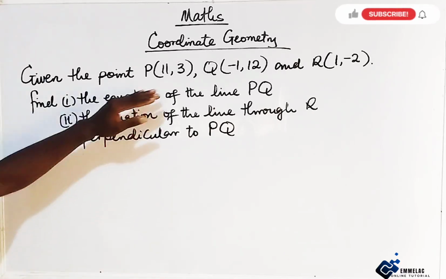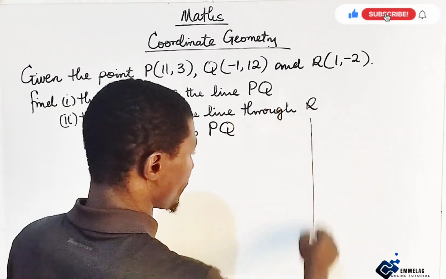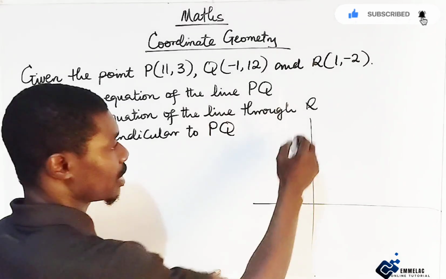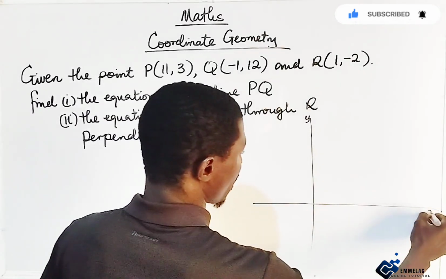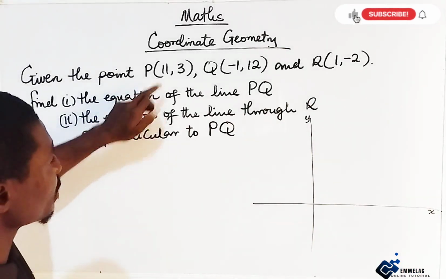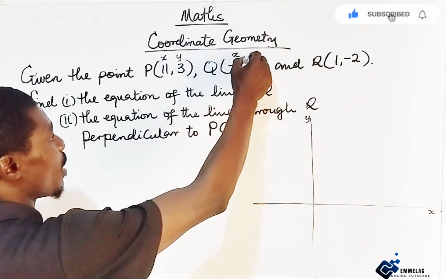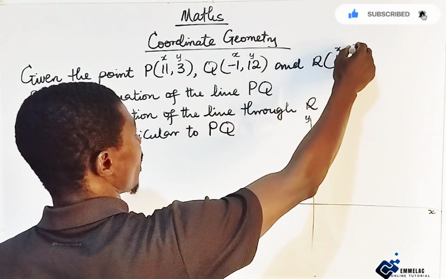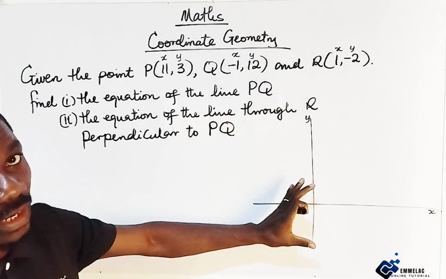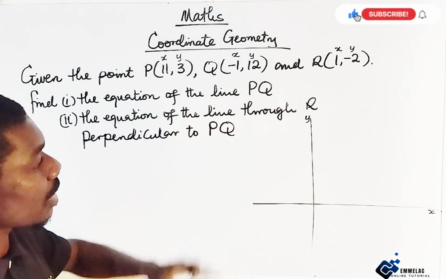Now first of all, let me put these coordinates in the xy plane. Here you have your y and this is your x. For PQ, 11, 3, take note, this is x, y. Putting this in the Cartesian coordinates helps us to solve the problem holistically.